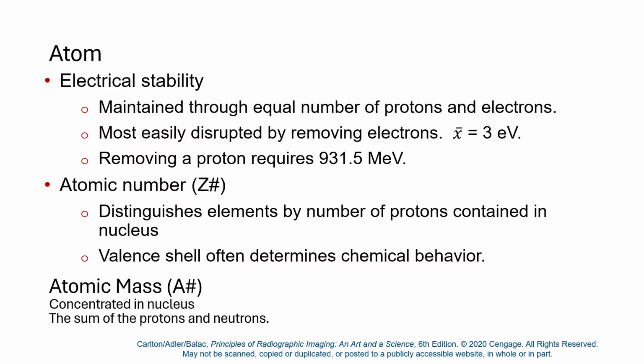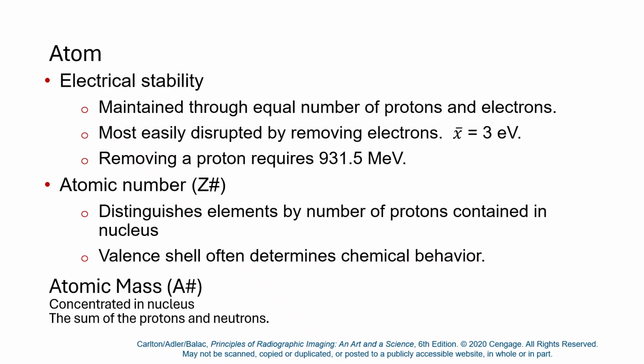Atomic mass is the total mass of the atom, but it's estimated by just counting the number of protons and neutrons. And so therefore, the number of neutrons can be deduced by subtraction of these two numbers. You take atomic mass, which is always the bigger number, and subtract away Z, the atomic number, the number of protons, and the difference is the number of neutrons.